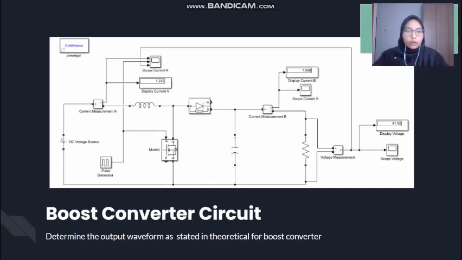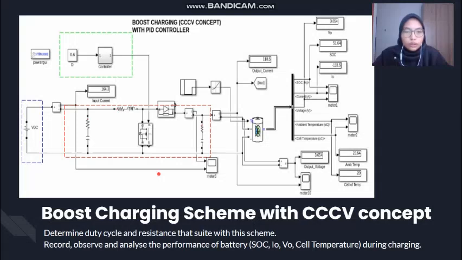Okay, as you can see here, the basic components of the boost converter circuit are voltage source, inductor, MOSFET, capacitor, and resistor, and also diode. So this is the boost charging scheme with CCCV concept circuit. The circuit is simulated using MATLAB Simulink.